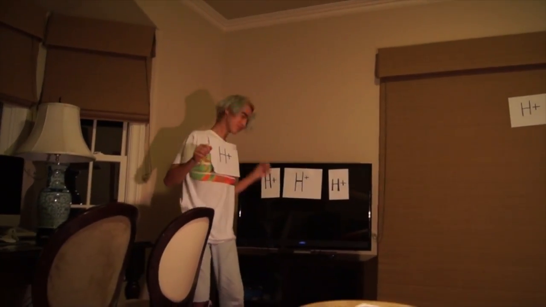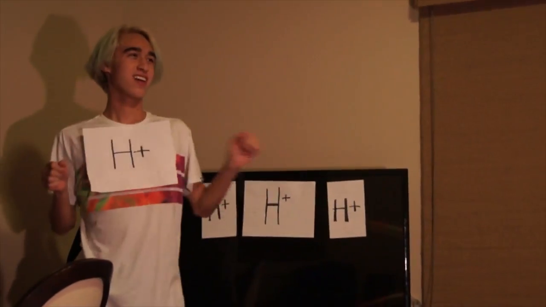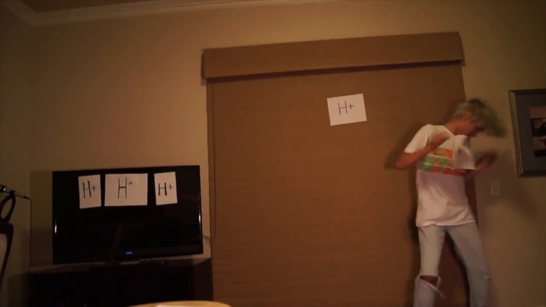H+ from the splitting of water is present in the thylakoid space. As additional H+ is pumped from the stroma into the thylakoid space, a concentration gradient is formed. The resulting flow of H+ from high to low concentration provides kinetic energy.